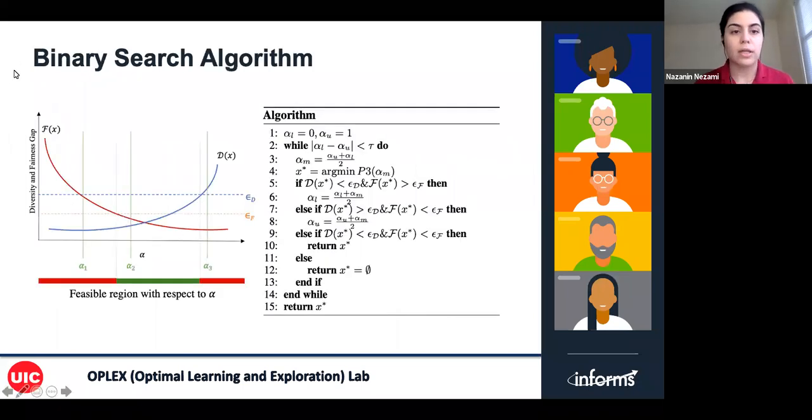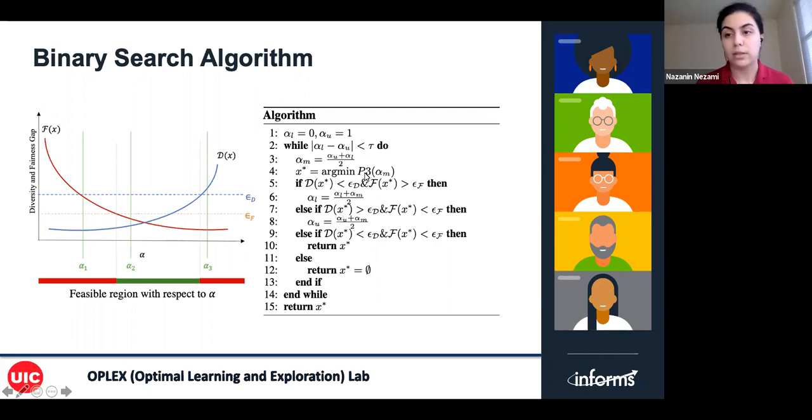So this is our binary search algorithm and the methodology we propose to tune the range for alpha value. I think most of us are familiar with binary search, so I'm not going to go into the details of the algorithm. The reason behind our proposed methodology was that we proved that our fairness component is monotonically decreasing in alpha, and our diversity component is monotonically increasing in alpha.